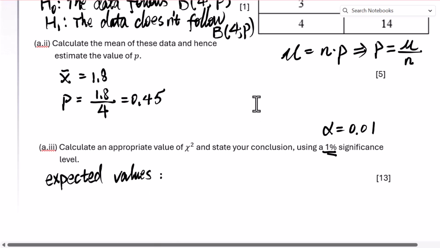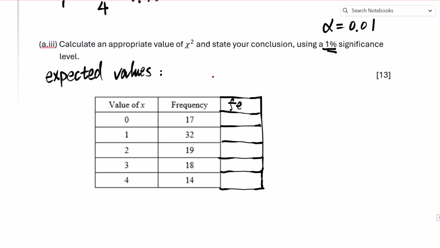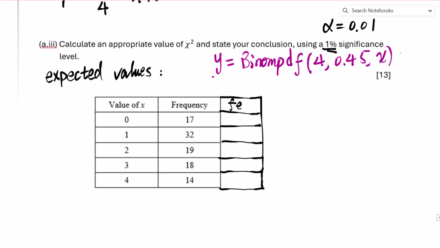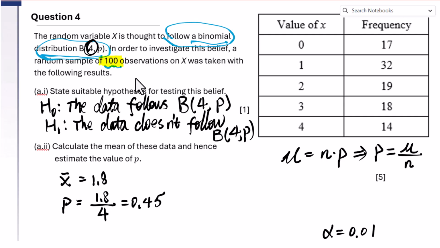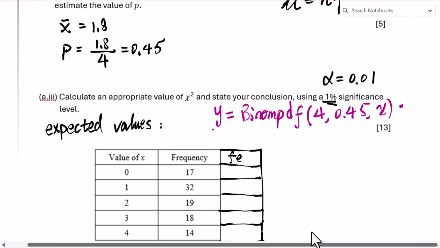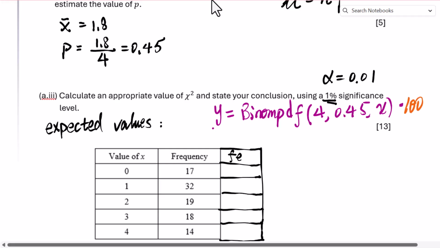Let's draw the table. Let's put binomial distribution into graph so that we can get this expected value easily. Y equals binomial PDF 4, 0.45, then X, times total frequency 100. So times 100.